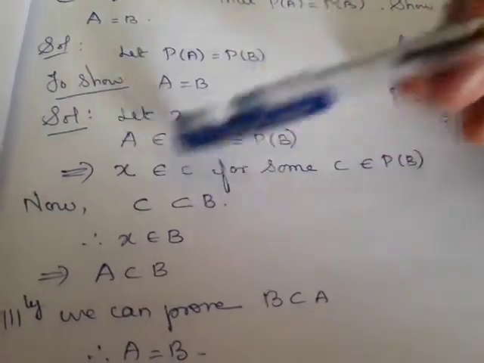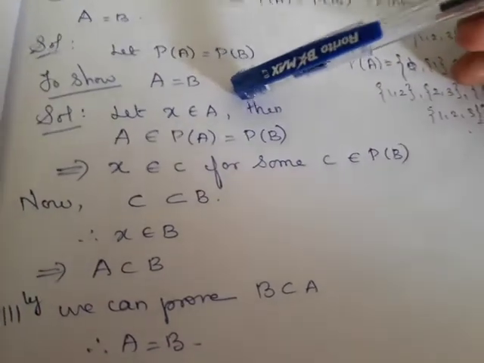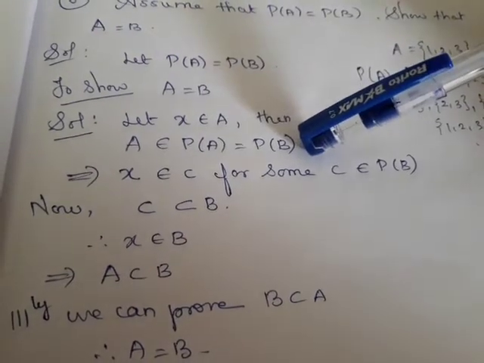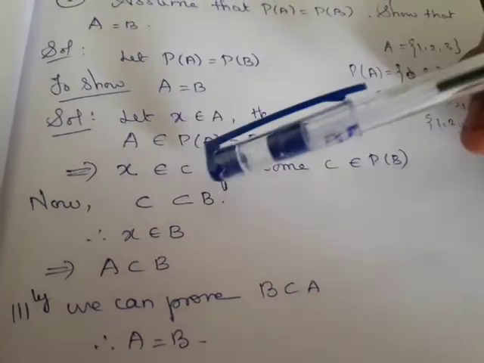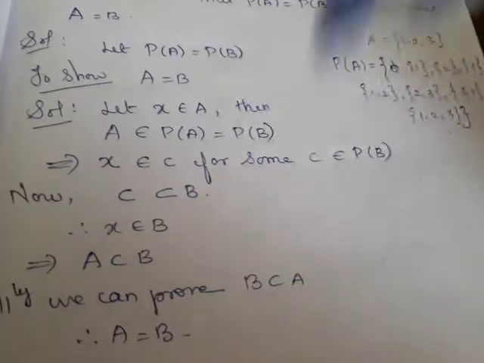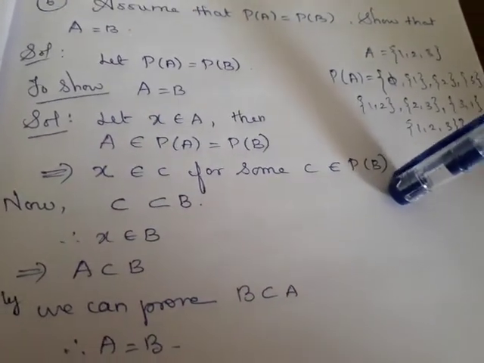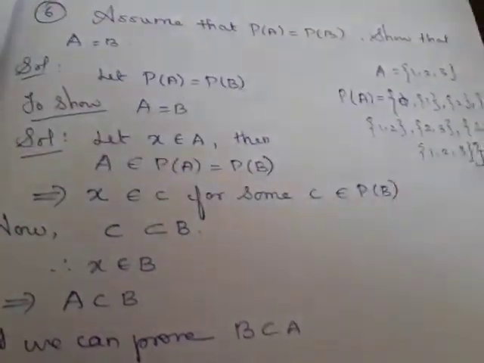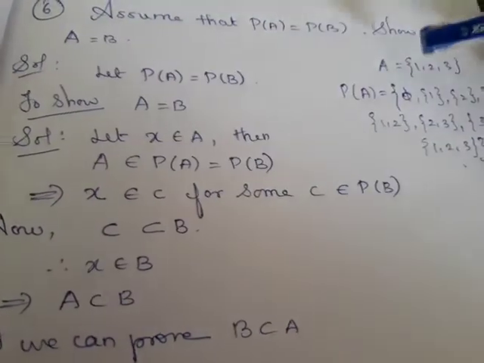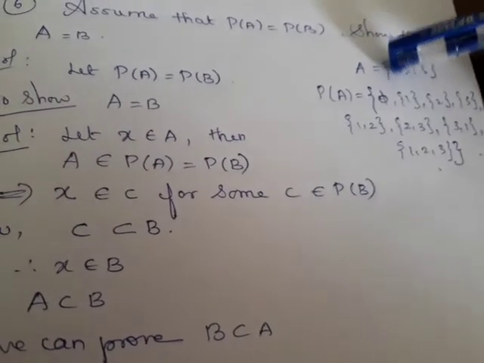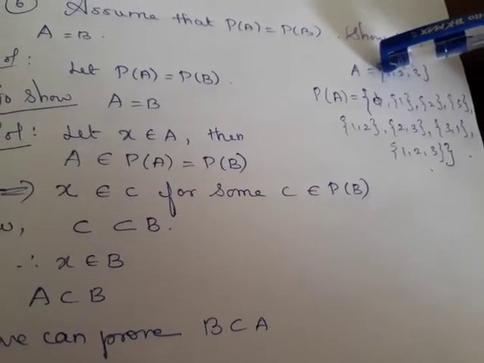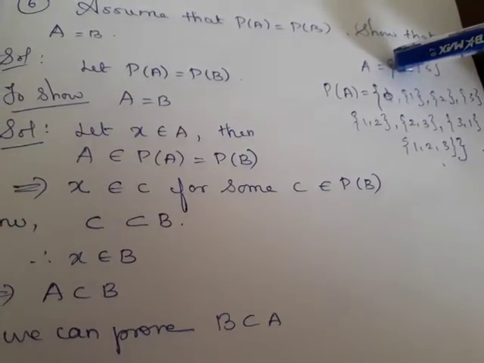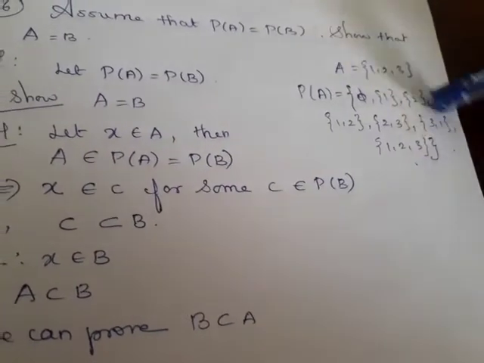Now come back to our assumption, X belongs to A. Now since A belongs to P of A and P of A is equal to P of B, this X will belong to some set C for some C belonging to P of B. Hope you understood what they mean here. See, here we have taken some element from A. So assume I have taken the element 1. Now 1 belongs to some element in P of A.